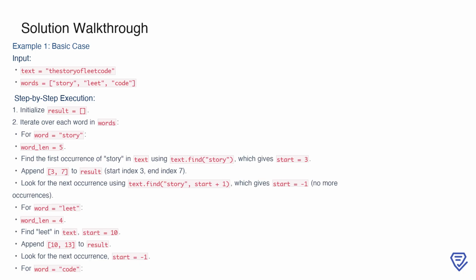Since there are no further occurrences of "story", we move to the next word, "leet". For "leet", with a length of 4, we find it starting at index 10 and ending at index 13, so we append [10, 13] to result.